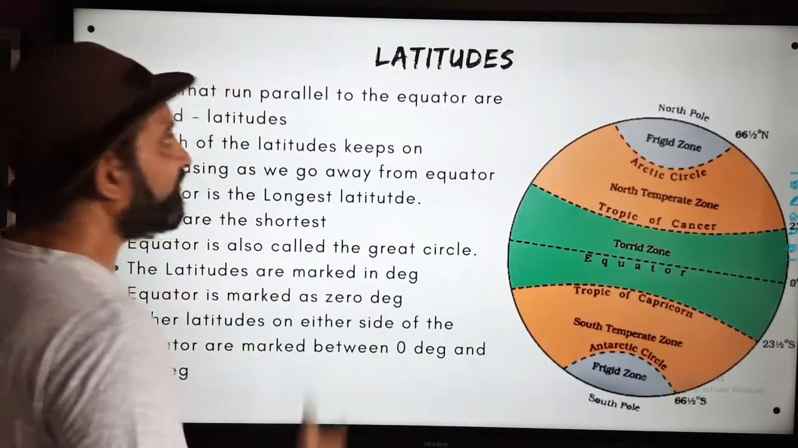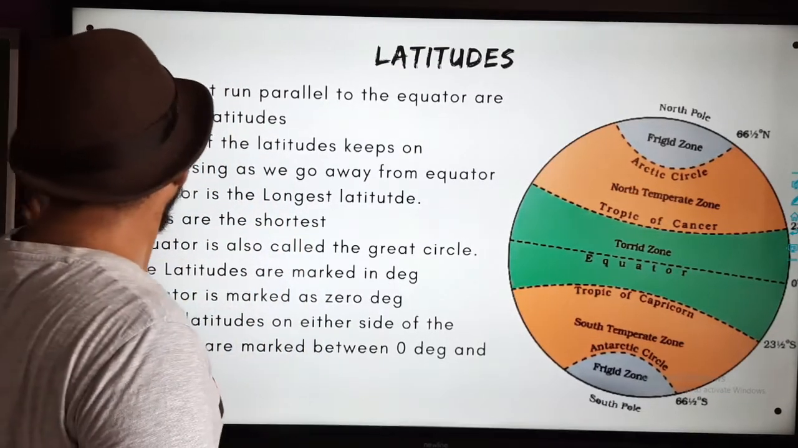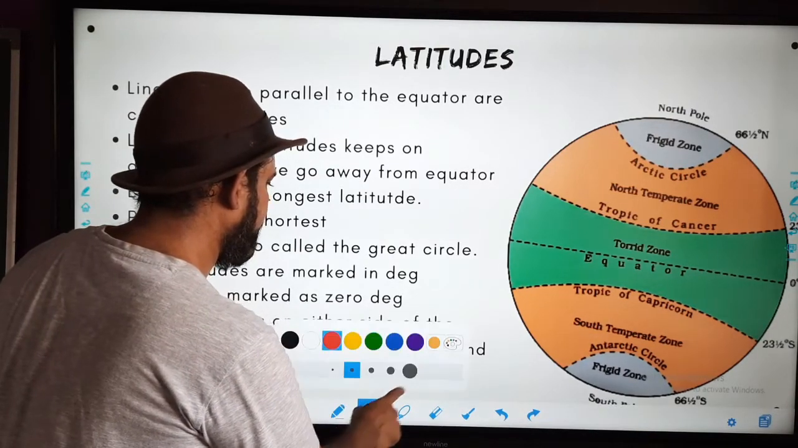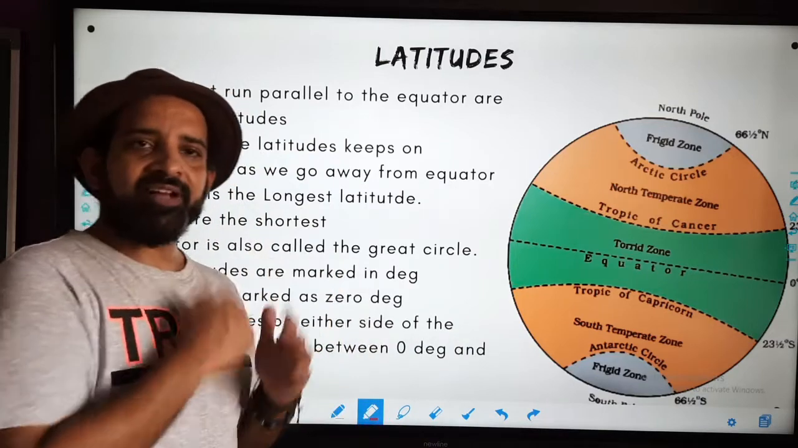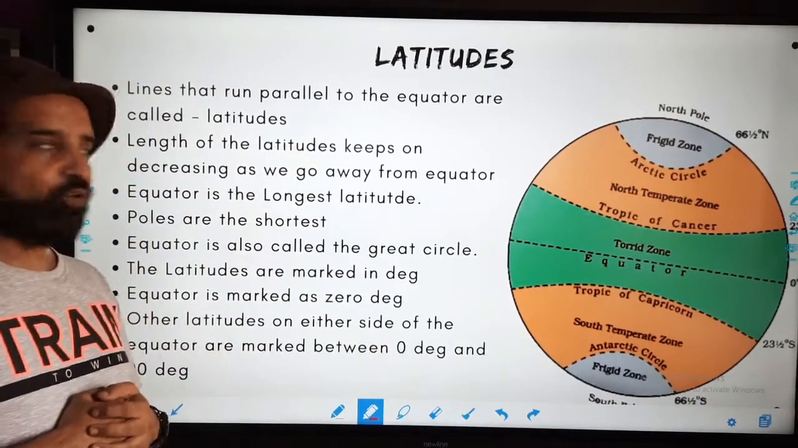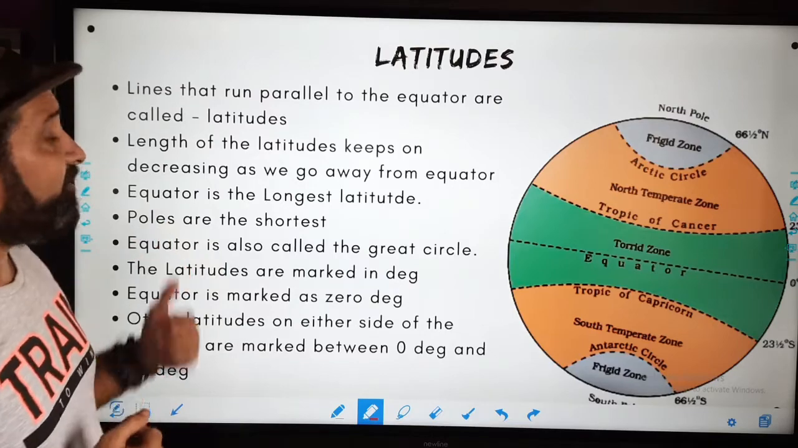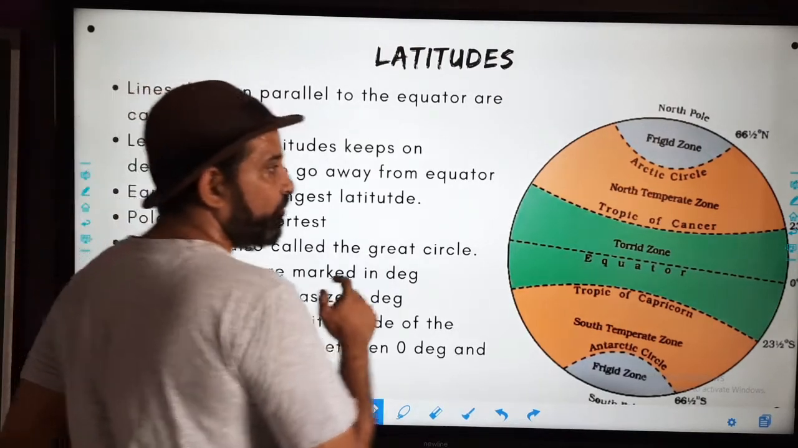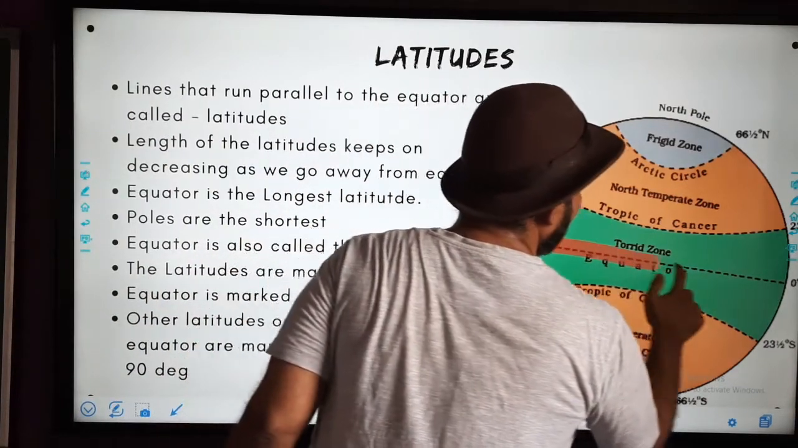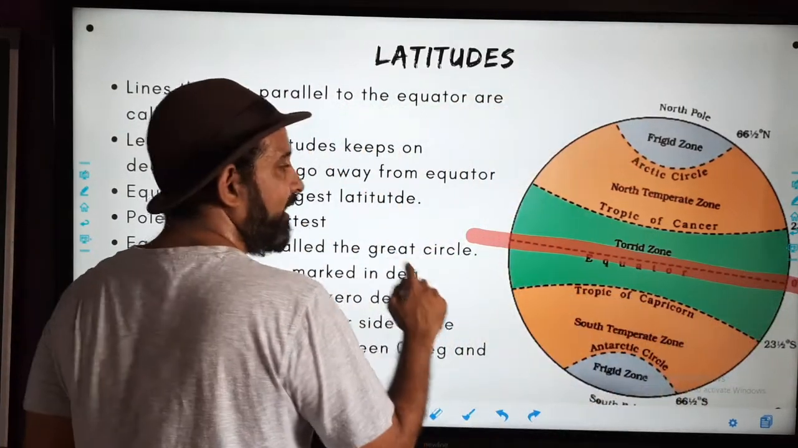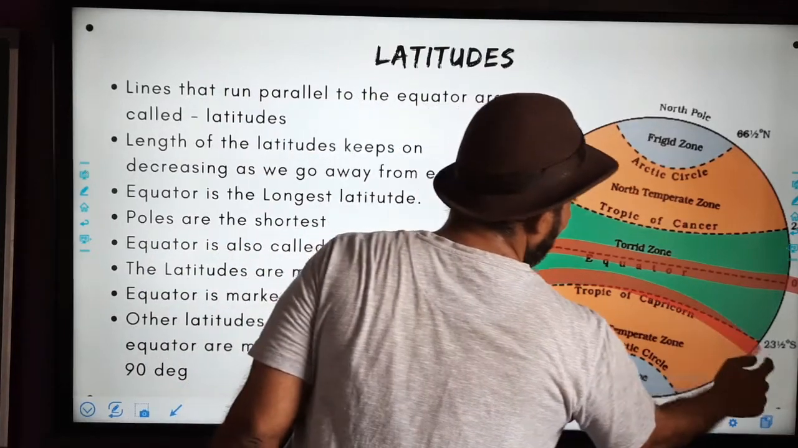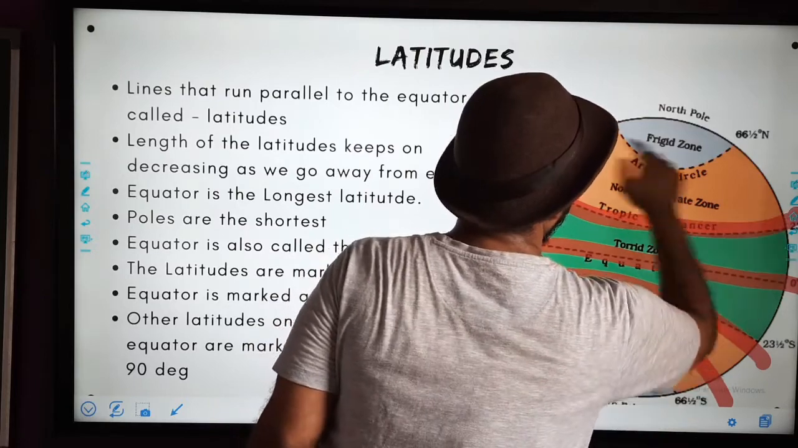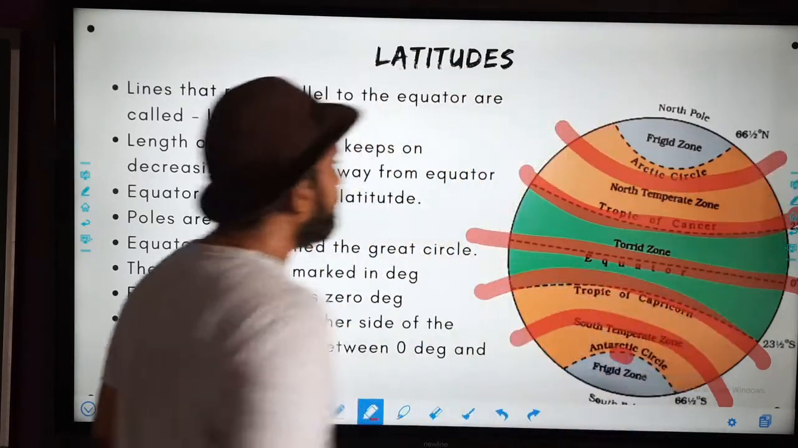Let's move forward. It brings us to the next topic, which is called latitudes. Now what is latitude? The lines that run parallel to the equator are called latitudes. So students, this is a latitude. Any line that runs parallel to the equator is also called a latitude. So this is a latitude.